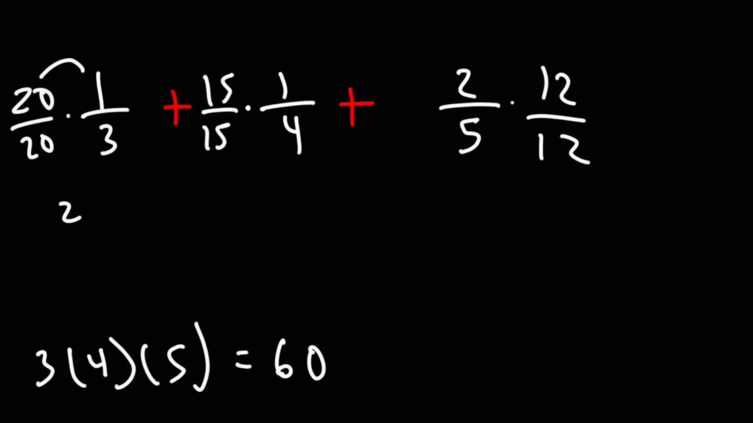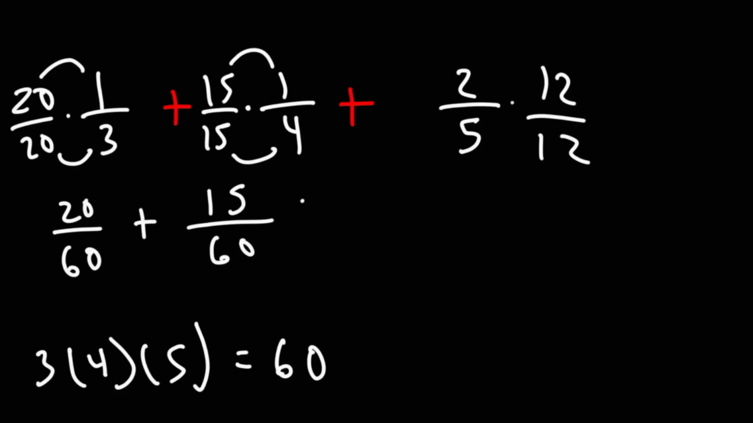20 times 1 is 20. 3 times 20 is 60. 15 times 1 is 15. 15 times 4 is 60. 2 times 12 is 24. And 5 times 12 is 60.